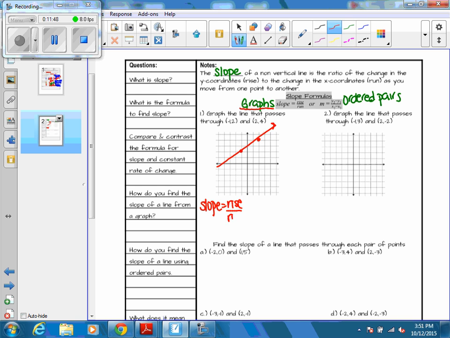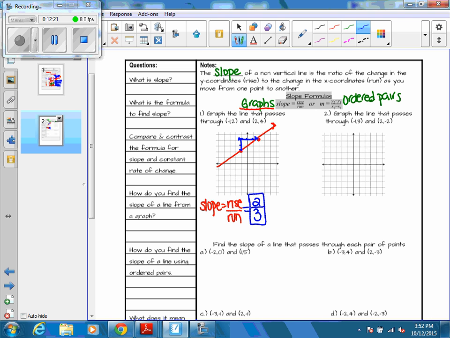So all this means is I have to start at one point and then figure out how many I rise. If I start at this point here, I went up 2, 1, 2. Alright, I rose 2 from one point, and then to run to the next point, I went over starting here, 1, 2, 3. So my slope is going to be equal to 2/3.